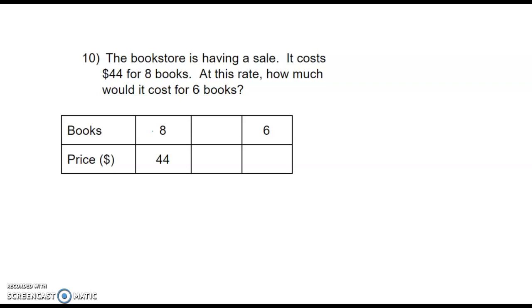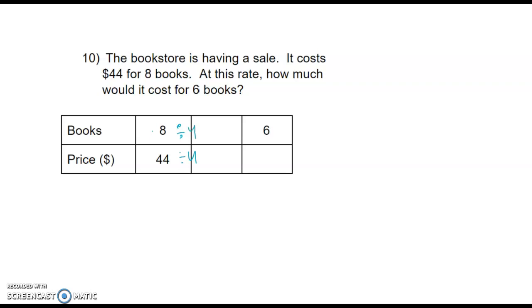So I'm going to go ahead and simplify first. I'm going to do a 2-step problem. So I'm going to simplify and work this way down to something that's going to work with 6. And 8 and 44, I know I can divide those both by 4. That's going to be a common factor.